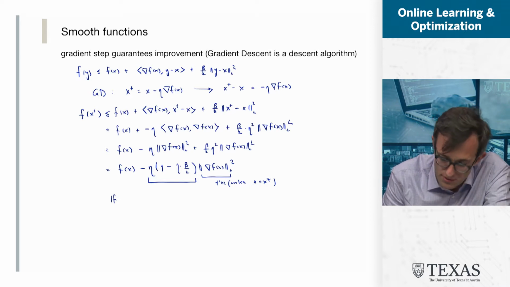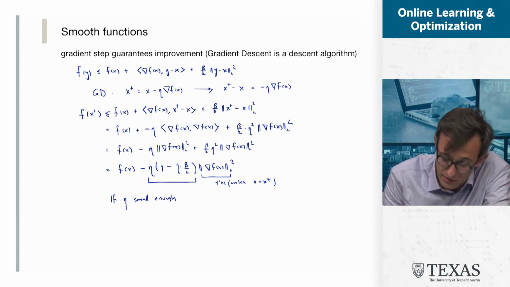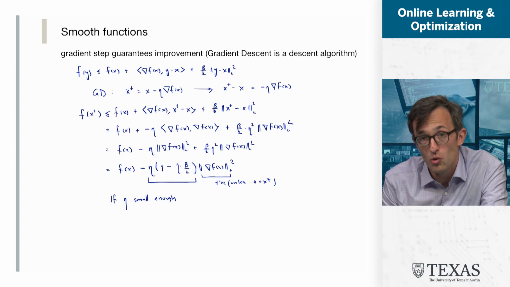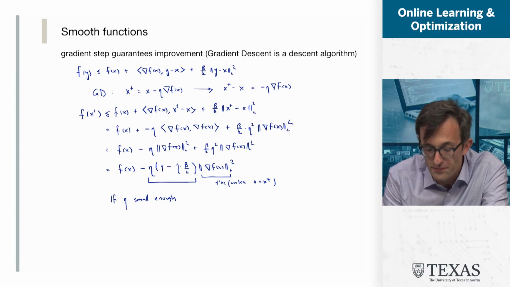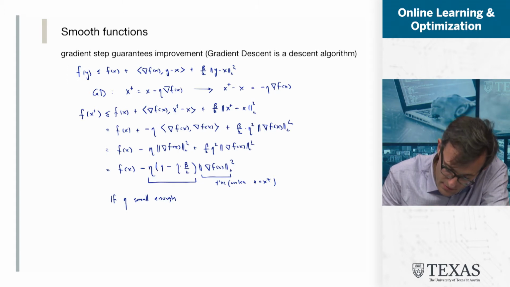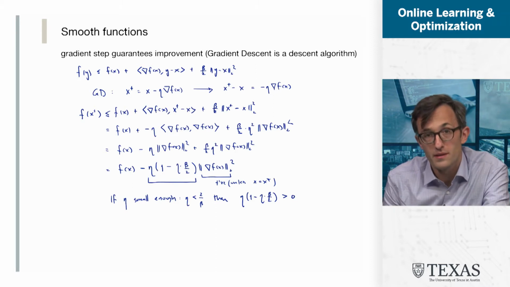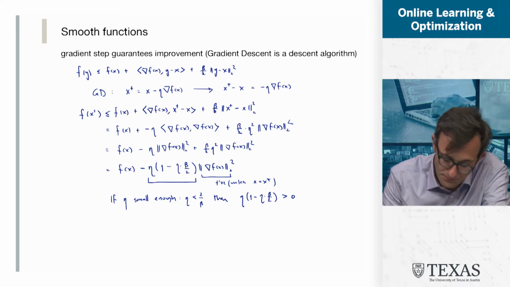So if I choose eta small enough, so in particular, if I choose eta less than 2 over beta, then this term is going to be strictly positive. So then eta times 1 minus eta times beta over 2 will be strictly positive, and therefore this shows that we have a strict descent algorithm.